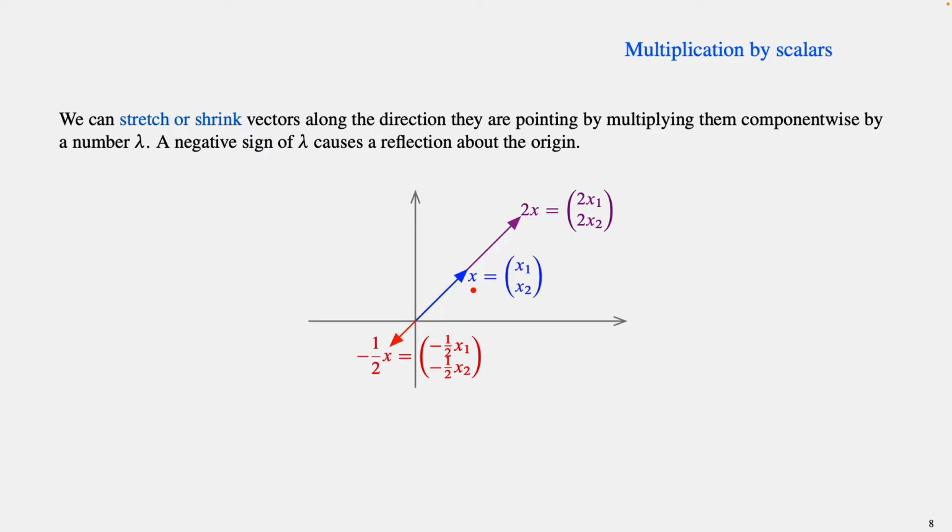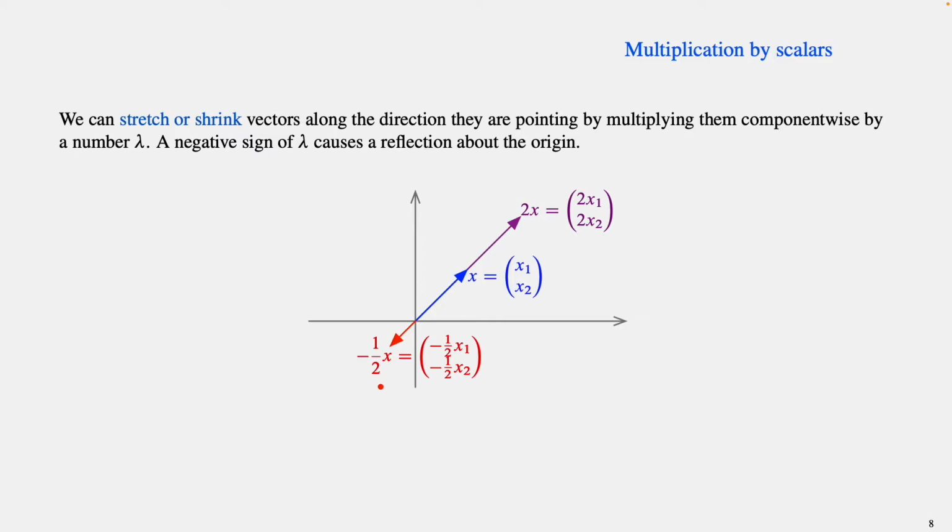So for example, here we have our vector x again. And here, for example, I take lambda equal to 2, so I multiply x by 2. I do this by multiplying each component by 2. And the effect is that I just stretch the vector x by a factor 2. So I get a vector that points in exactly the same direction, but has twice the length.